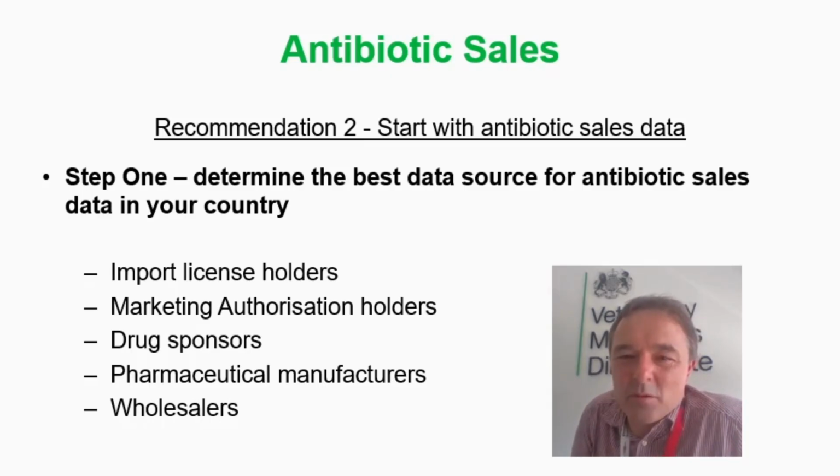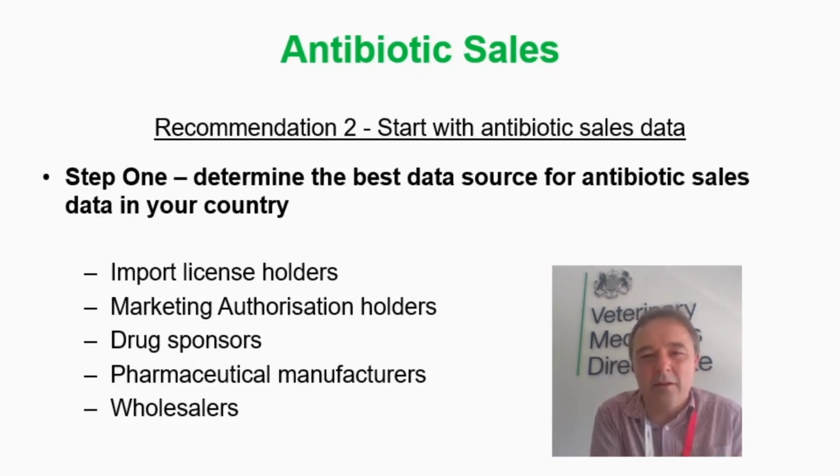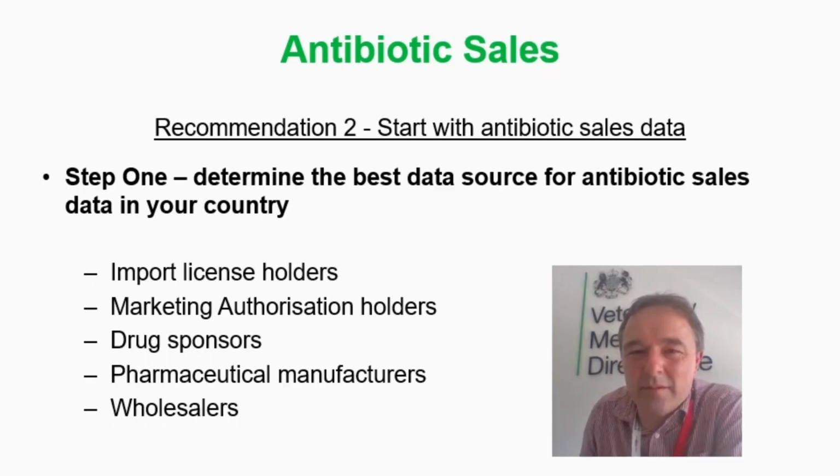So my second recommendation would be to start with antibiotic sales data rather than going straight for the antibiotic use data. The main difference between antibiotic sales data and antibiotic use data is that sales data is earlier in the chain, and it usually represents what's been sold for use in animals, but it cannot be split by species or sector. In the UK, we started collecting antibiotic sales data in 1993, and it wasn't until 2012 that we started to publish some antibiotic use data. So I think it's a really good starting place.